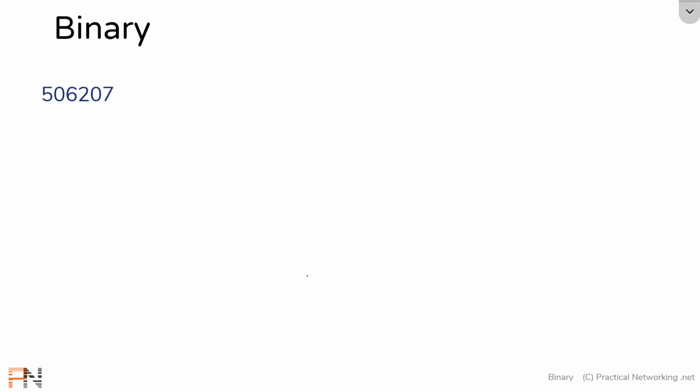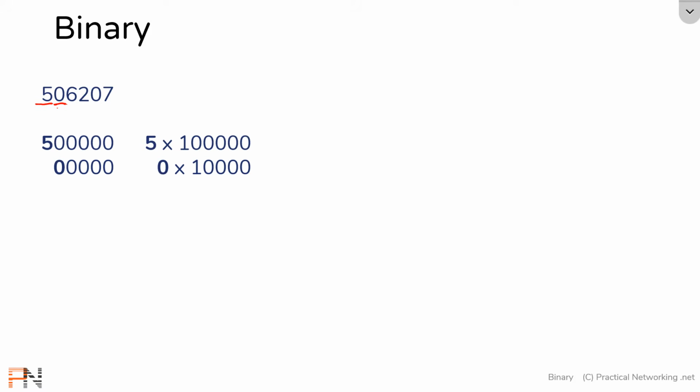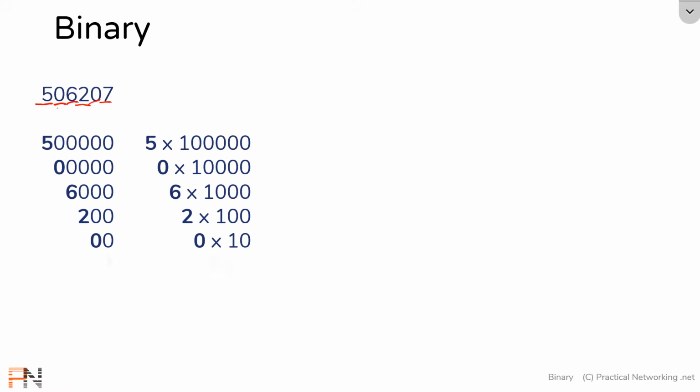This is a decimal number. Now we know this because it uses numbers other than simply 1 and 0. You and I know this number as 506,207. You and I can interpret the value of this number because we've been taught that this number equates to a 5 in the 100,000s place value, 0 in the 10,000s place value, 6 in the 1,000s place value, 2 in the 100s place value, 0 in the 10s place value, and 7 in the 1s place value.